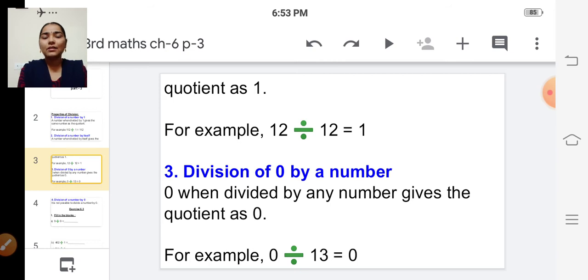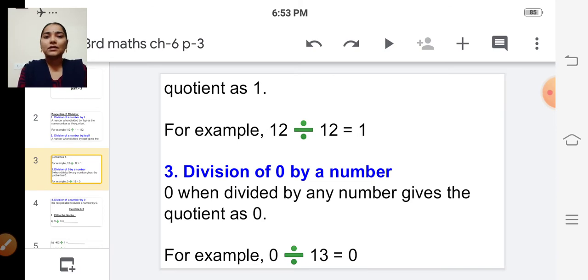For example, 12 divided by 12 is equal to 1. So if we divide any number by itself, then we get the quotient as 1. This is the second property.